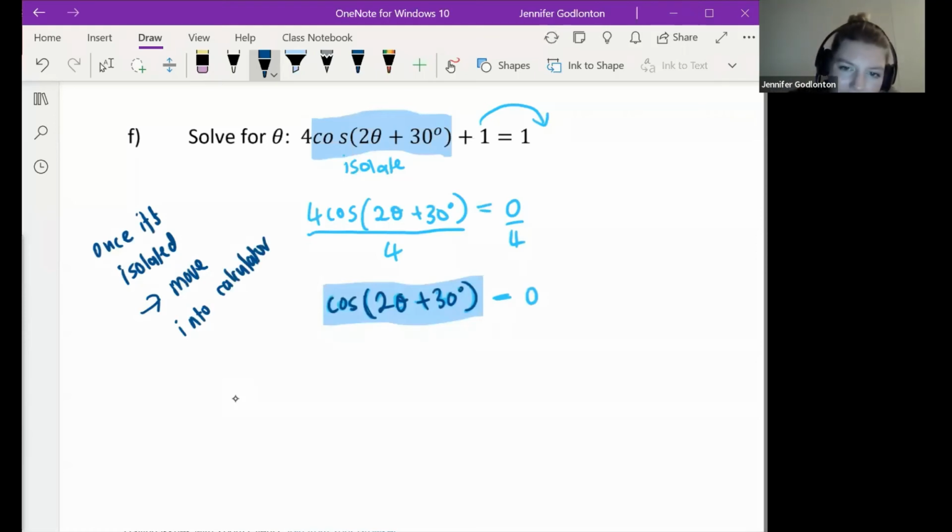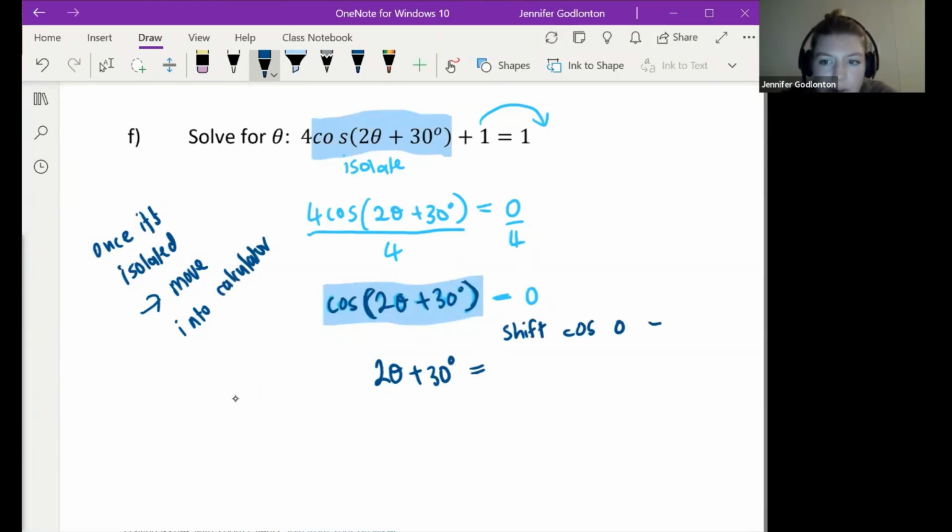And we put whatever this is over here equal to what we get in the calculator. So 2 theta plus 30 degrees is going to be equal to, and on this side, what we're doing on our calculator is we're saying shift cos 0 equals. So in your calculator, shift cos 0 equals, and you should all get 90. So that's equal to 90 over here. So everything in that bracket is equal to 90 degrees.